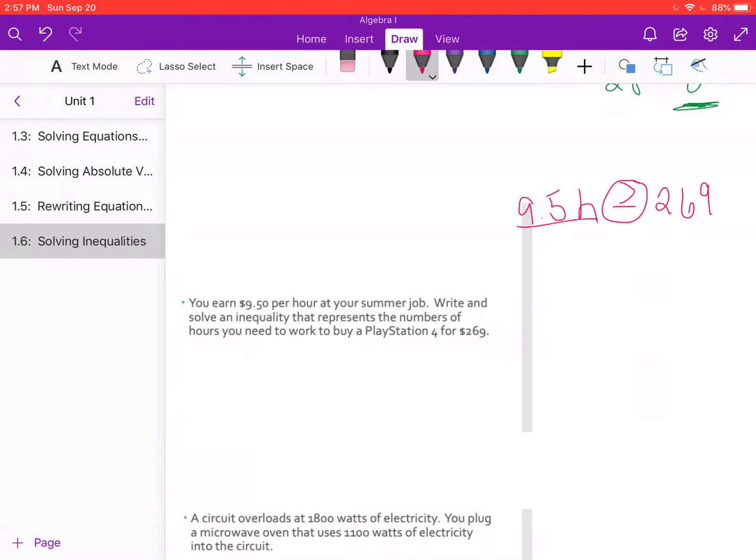So how to solve this? Divide both sides by 9.5. So H, since we didn't divide by a negative, we're going to keep the greater than or equal to. And when we use a calculator to take 269 divided by 9.5, you get a long decimal, 28.31... keeps going. So if we're talking about whole hours, you need to work at least, or H is greater than or equal to, probably 29 hours. I'll specify how I want you to round it. In this case, either answer would work for me.